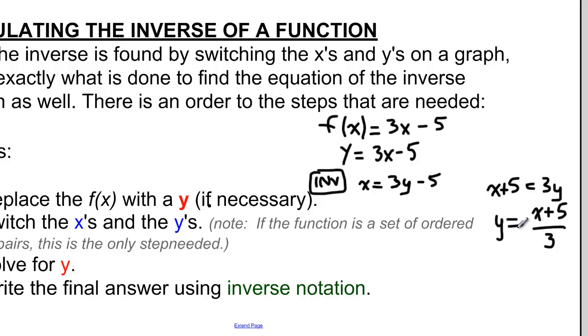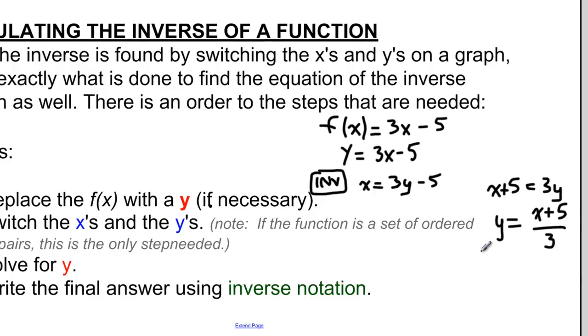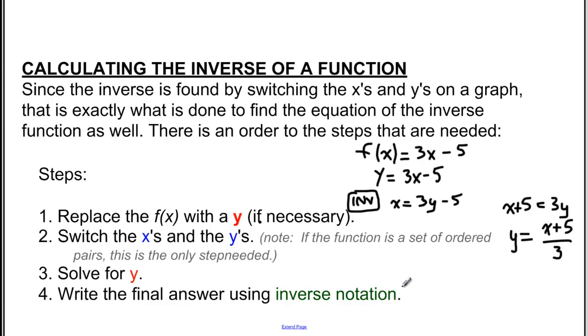Now, remember though that this is the inverse of our original function. So step 4 is I want to write my final answer using inverse notation. So I'm going to replace this y with the inverse notation, f to the negative 1, but we say f inverse of x equals x plus 5 over 3. And there you have it. Our original function, f of x equals 3x minus 5. The inverse of that function is f inverse of x equals x plus 5 over 3.